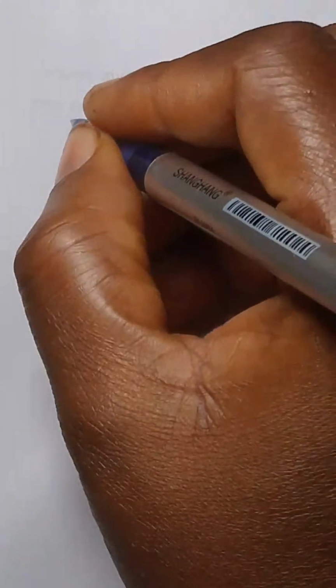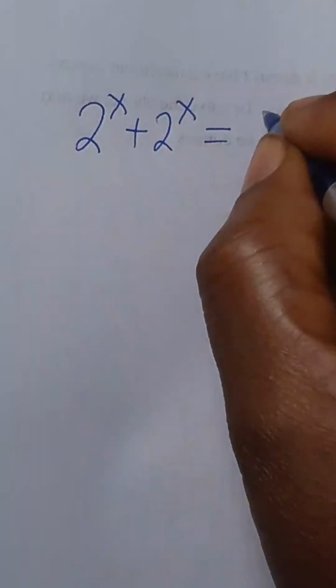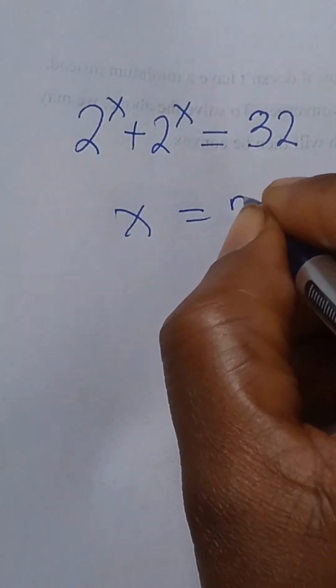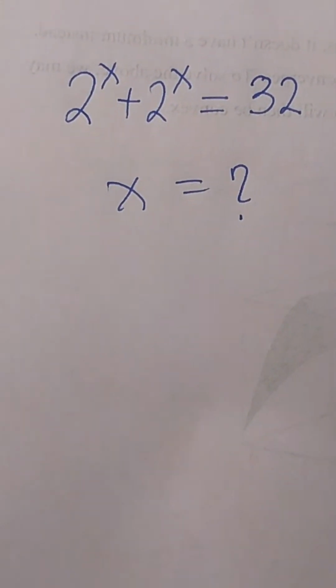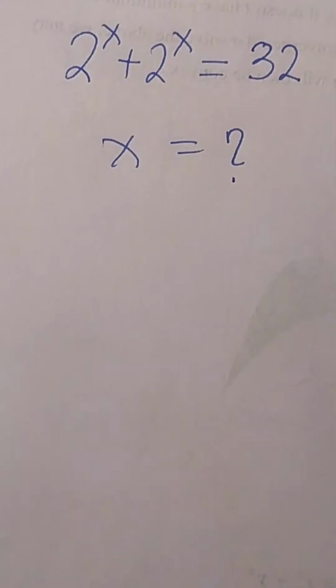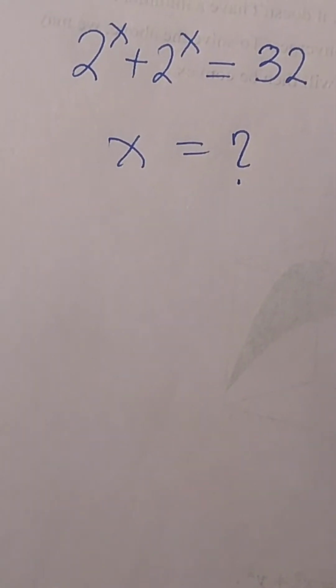Then the next question we have is 2 raised to the power x plus 2 raised to the power x is equal to 32. Okay, x is equal to what? All right, so I'm taking this away. 2 raised to the power 2.